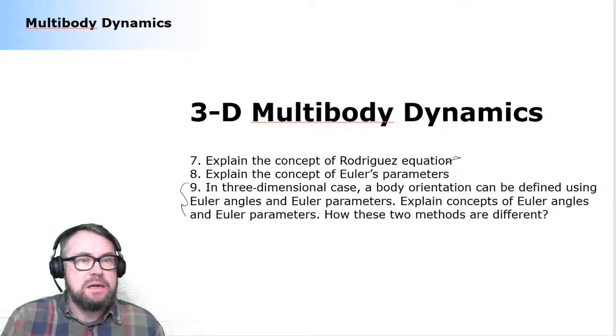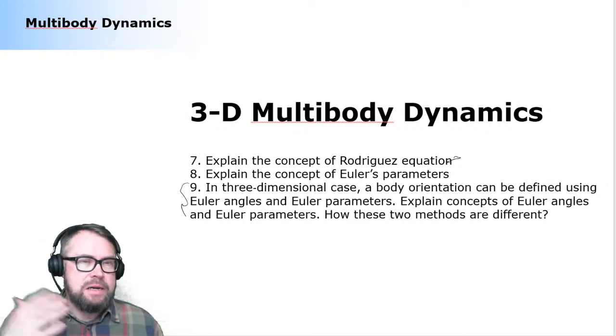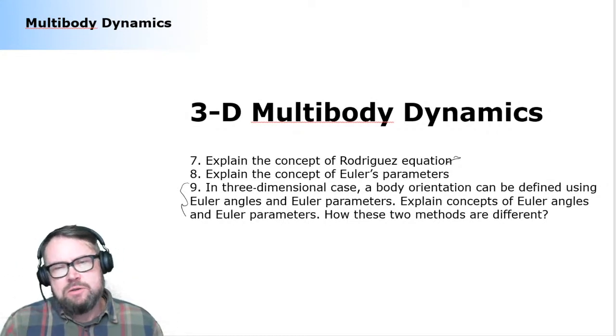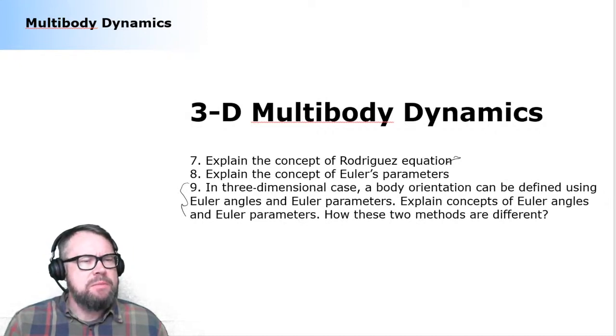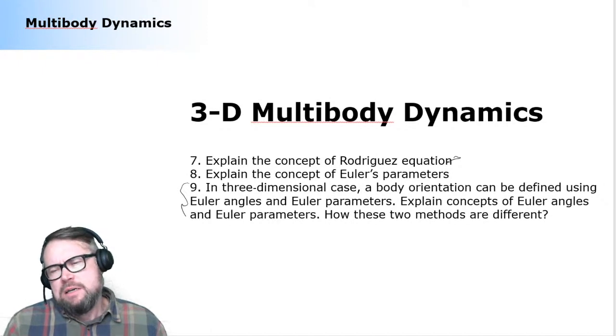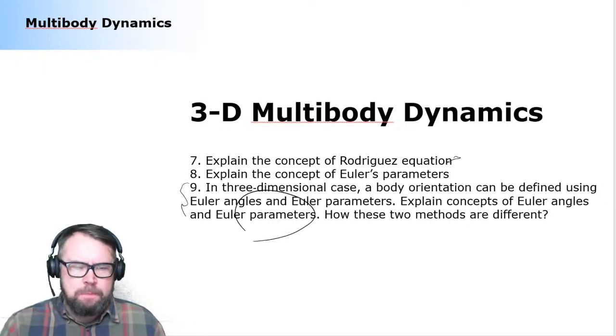Usability is one thing, like I mentioned, and I mean human usability. A human can easily understand the difference between these two methods. But another thing is that one is suffering from mathematical difficulties, and another one is not. The one that is not suffering is Euler parameters.